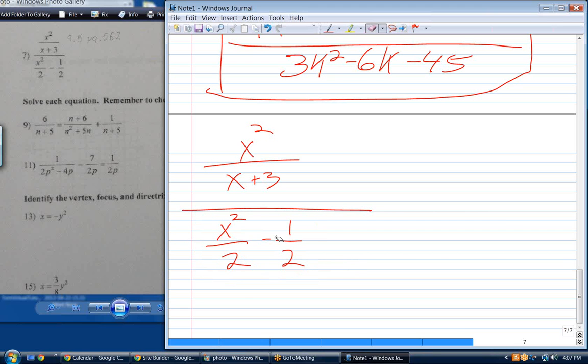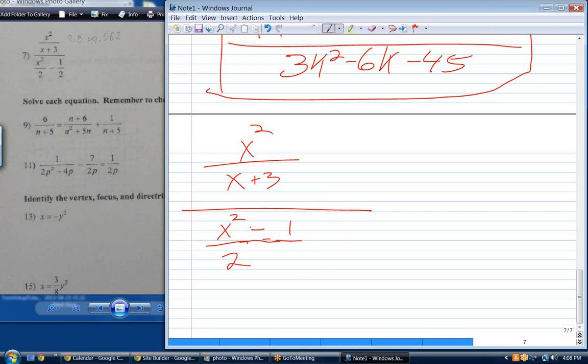What is this? Can I combine these two fractions? Yeah. Isn't it just 1 minus x squared over 2? It's x squared minus 1 over 2, because they have the same denominator. So I can just operate on the numerator, which is x squared minus 1.